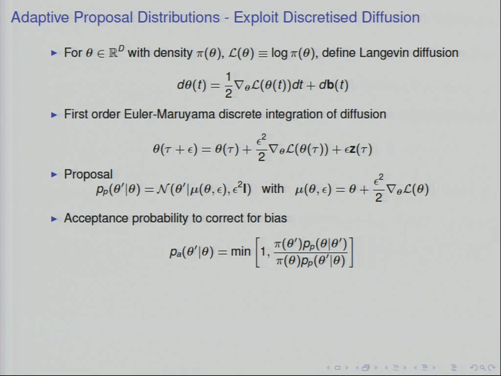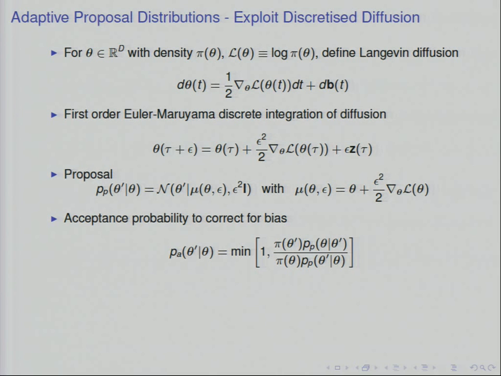And I can correct the bias just by using the acceptance probability. So I'm using the same trick that Hastings used when he devised the Metropolis-Hastings algorithm. To enforce reversibility, we use an acceptance probability to ensure detailed balance, and we do the exact same here.